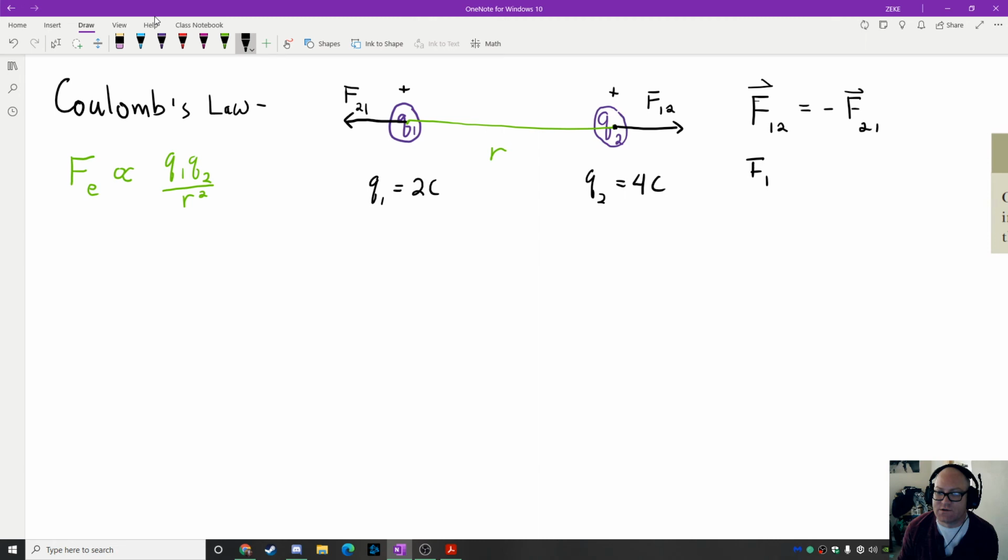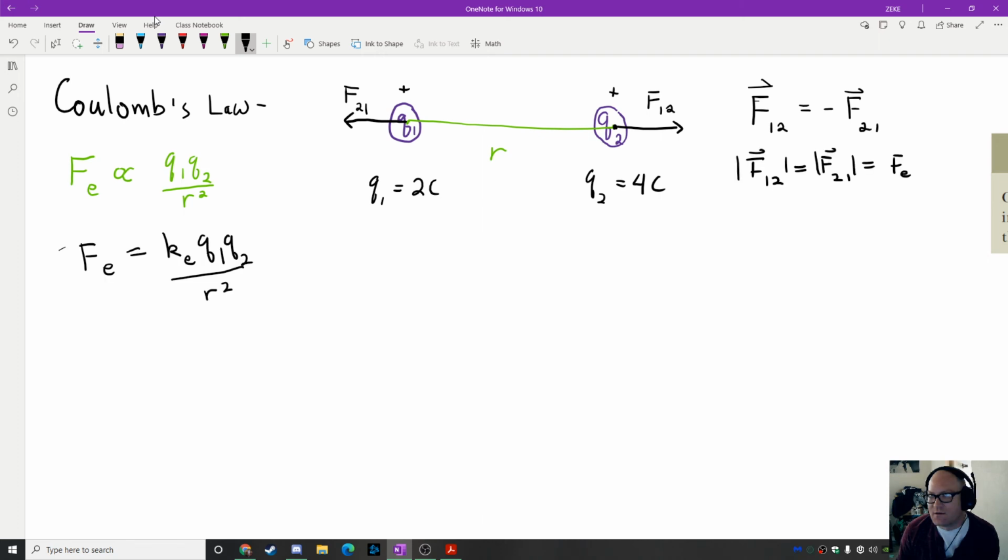What you could say is that if one is negative and one is positive, you're going to get a negative answer, right? And if one's negative and one's positive, are they going to attract or repel? Attract, right? So you could create a convention by which you say that if you get a negative answer, it's attractive, and if you get a positive answer, it's repulsive. But really the better way to do it is just to say this is the magnitude of the force, and you figure out the direction based on what's positive and what's negative. But that is Coulomb's law right there.